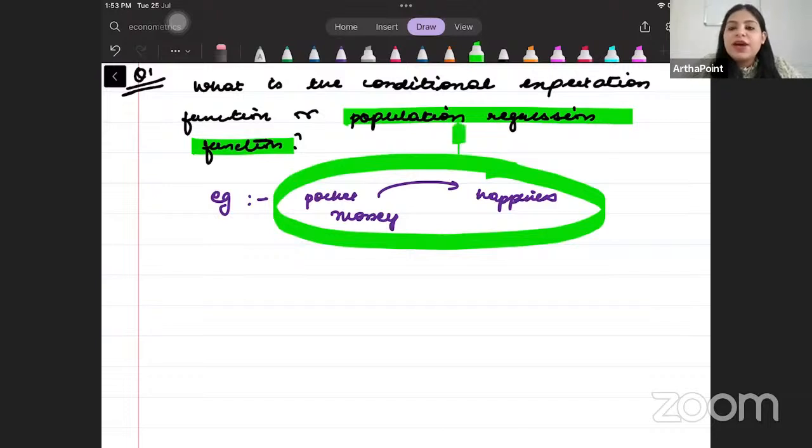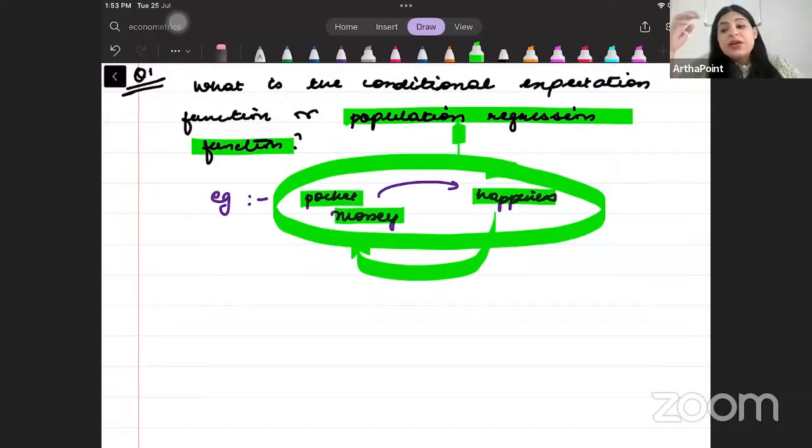I am trying to define a relationship between the two. What is the dependent variable in this? The dependent variable is going to be happiness. And happiness depends on what? It depends on pocket money. So pocket money will become an explanatory variable. So beta, when we show this theoretical relationship between dependent and explanatory variable, that is called population regression function.